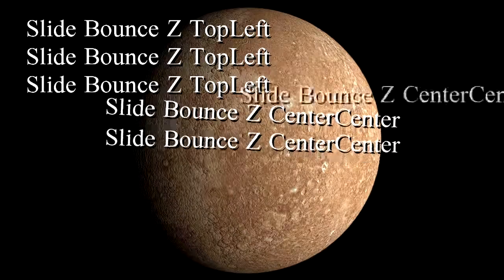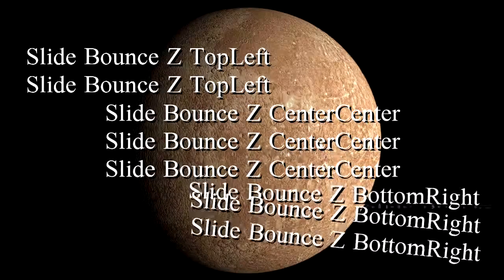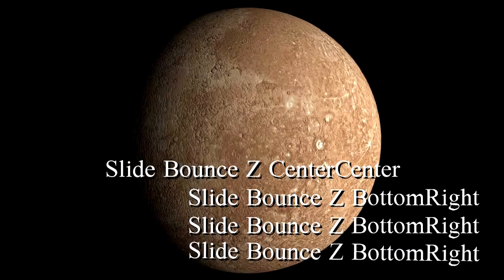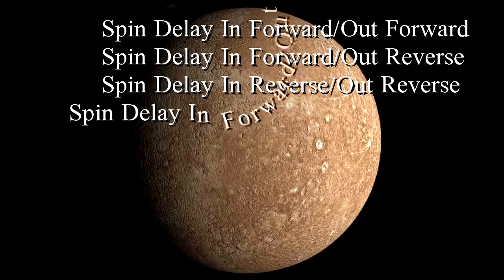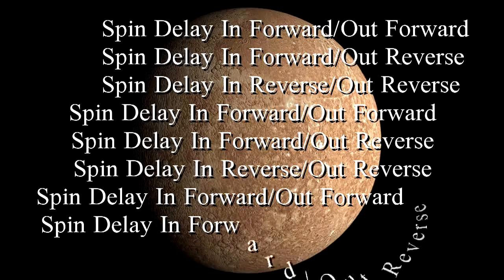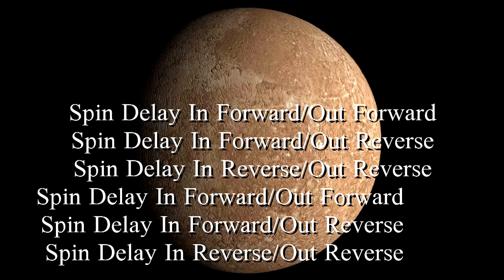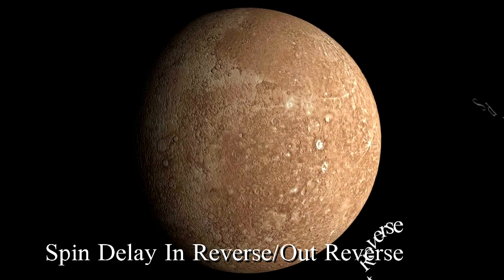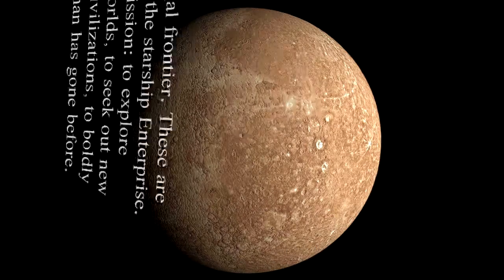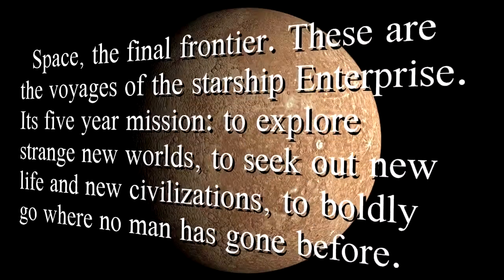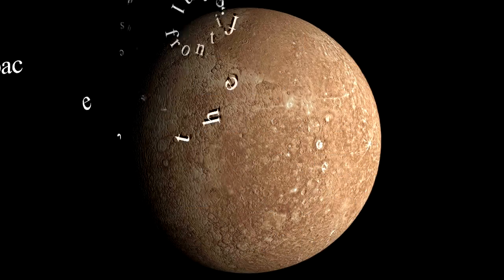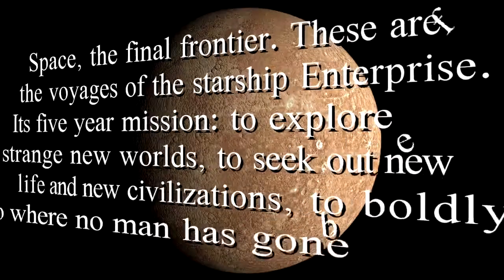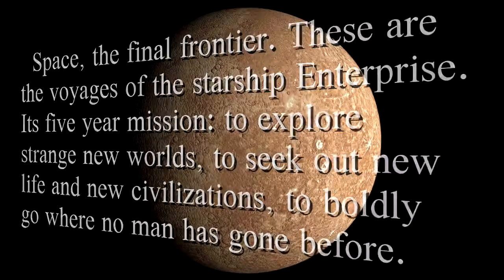And the bouncing animations can be done on the X, Y, or Z axes. Forward and reverse spin in and spin out animations can be used with or without delays. And finally, whole paragraphs can be displayed with 3D perspective, drop shadow, bounce, and fade animations also. And here's another example with a delay added.